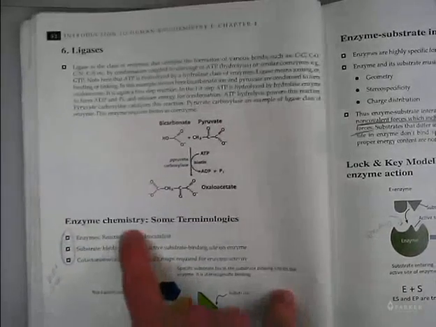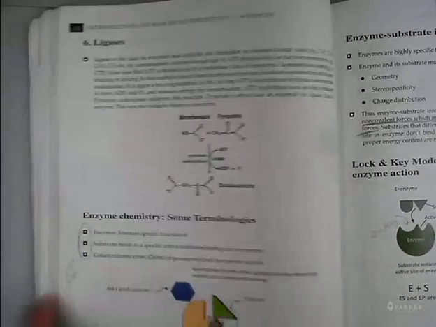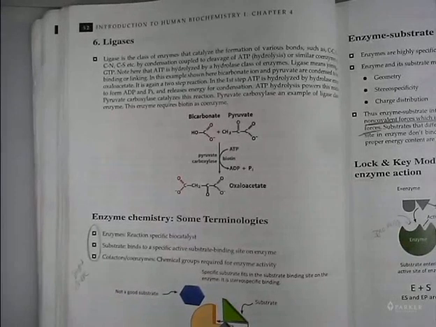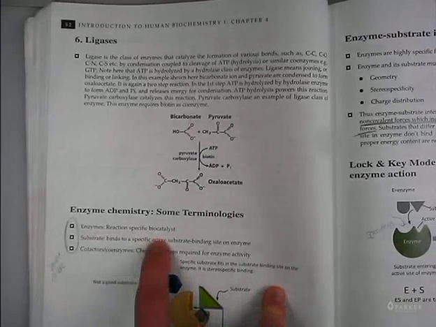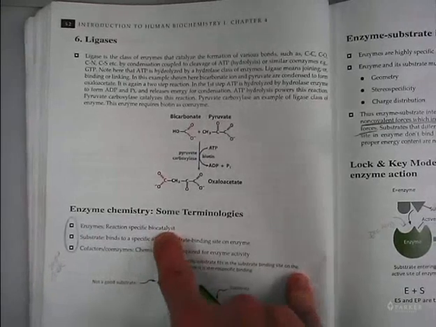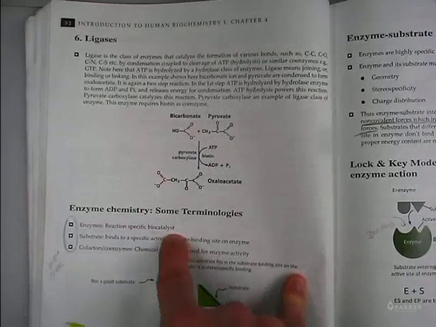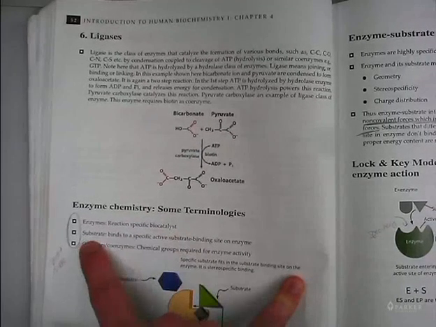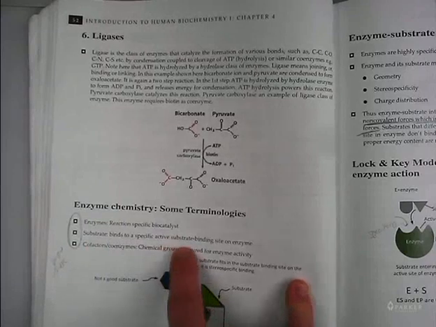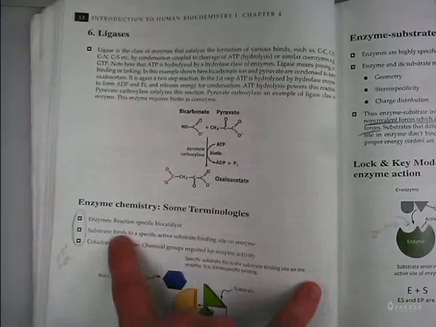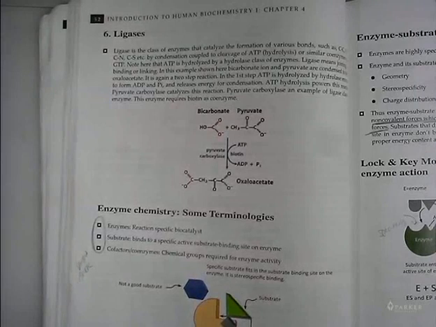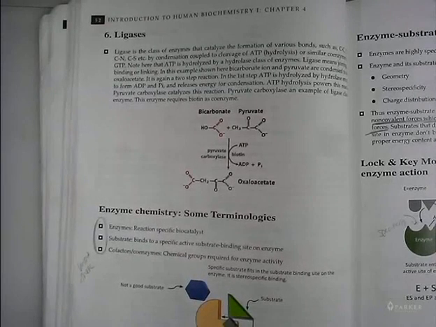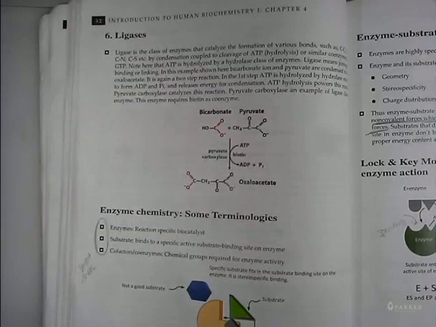All right, enzyme chemistry. Need to know these words. It'll make your life a lot easier. Enzymes are just our catalysts. They speed up our reactions. That's what enzymes are. Substrates are what bind to our enzymes. So substrate is what binds to enzyme. So that's like our starting material. So substrate, our starting material, it's what binds to an enzyme.